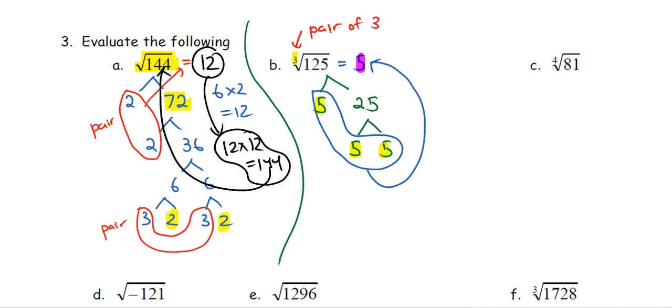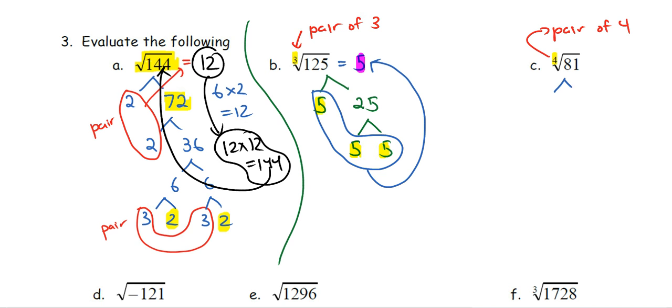Okay. And moving on to question number 3C. For 3C, there's a 4 here. So this means you've got to find a pair of 4 numbers that are the same. Alright, so let's keep that in mind when we're doing this problem here.